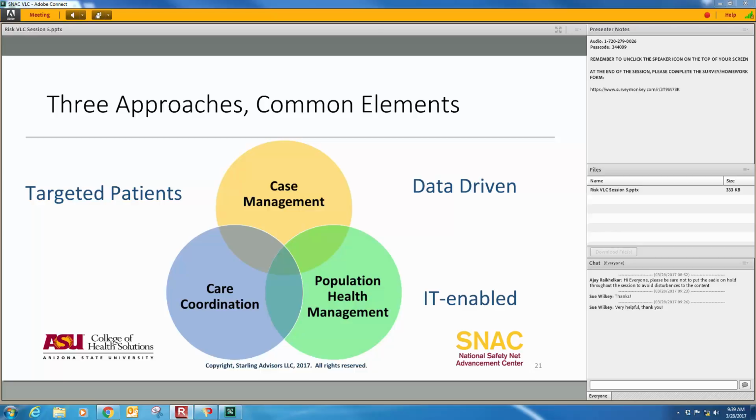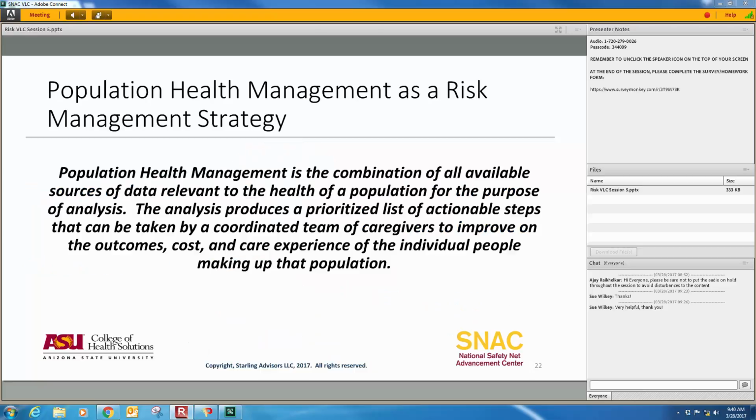All three of them in this modern world that we work in, to some degree, are going to have some backbone of IT that's going to be helping to facilitate and organize the activities and the strategies. All three of them are likely to include some component of a care team, and we talked a little bit about that. And obviously, in our models, we're always thinking about the patient-centered nature of the interventions themselves. So let's talk about population health management as a strategy for risk management.